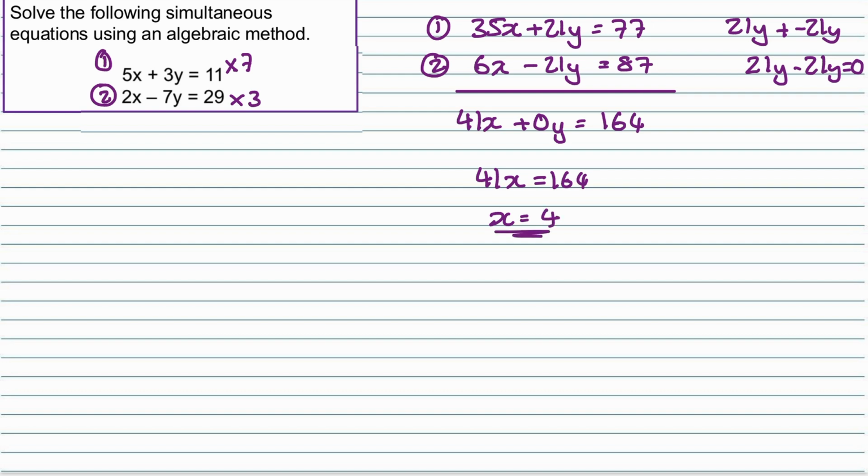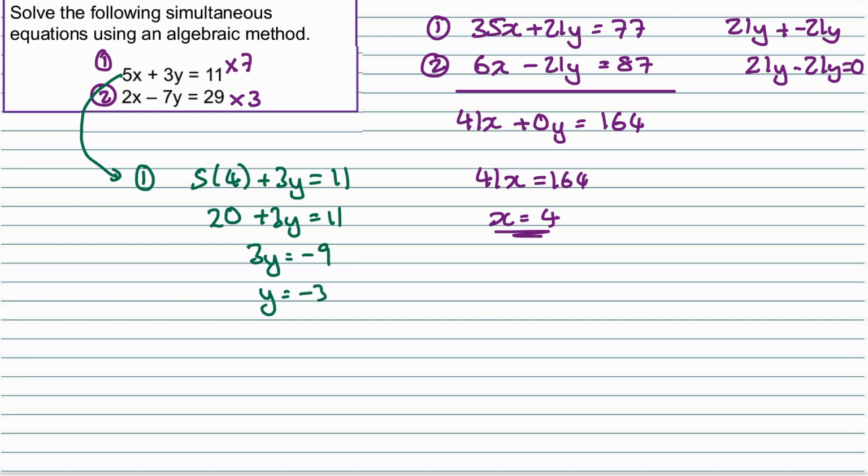And now I can substitute that into either equation 1 or equation 2. I'm going to substitute it into equation 1. So if I go out to here, we'll have 5 lots of the 4 plus 3y to make 11. 20 plus 3y will make 11. We'll take away the 20. 3y will equal negative 9. Divide both sides by the 3. So y will equal negative 3.